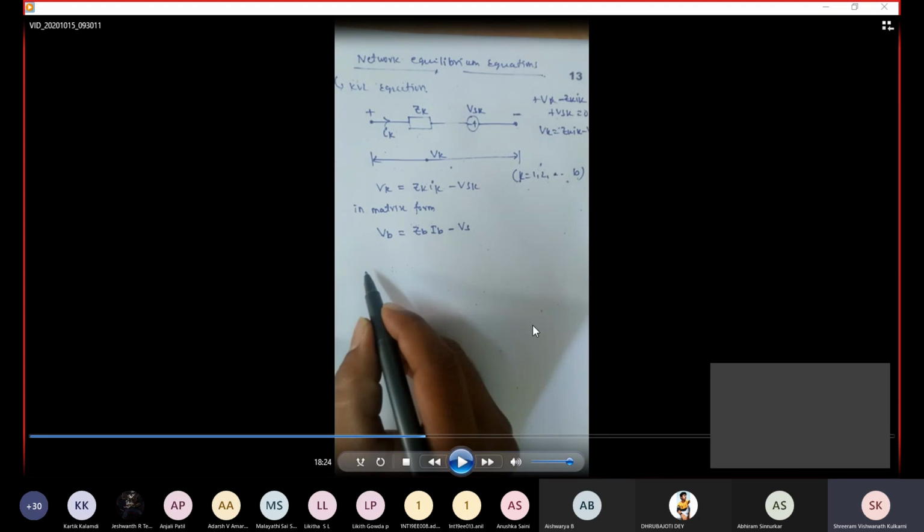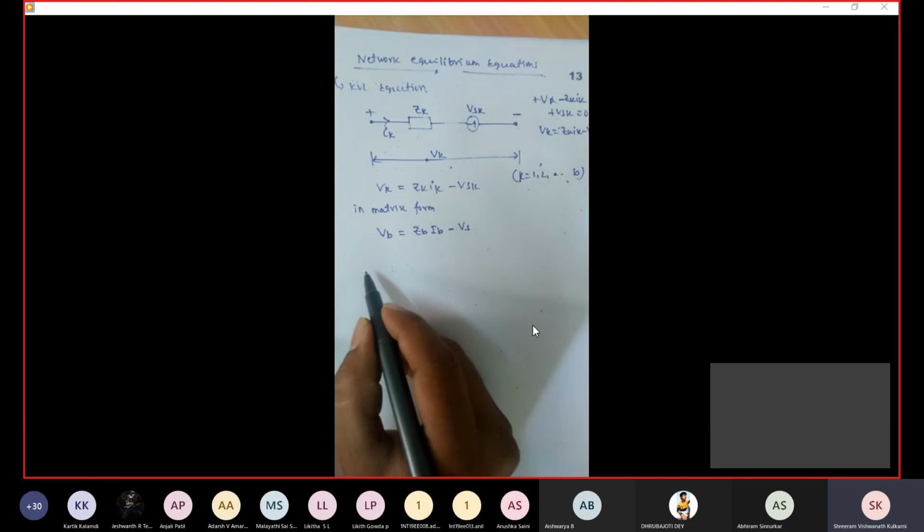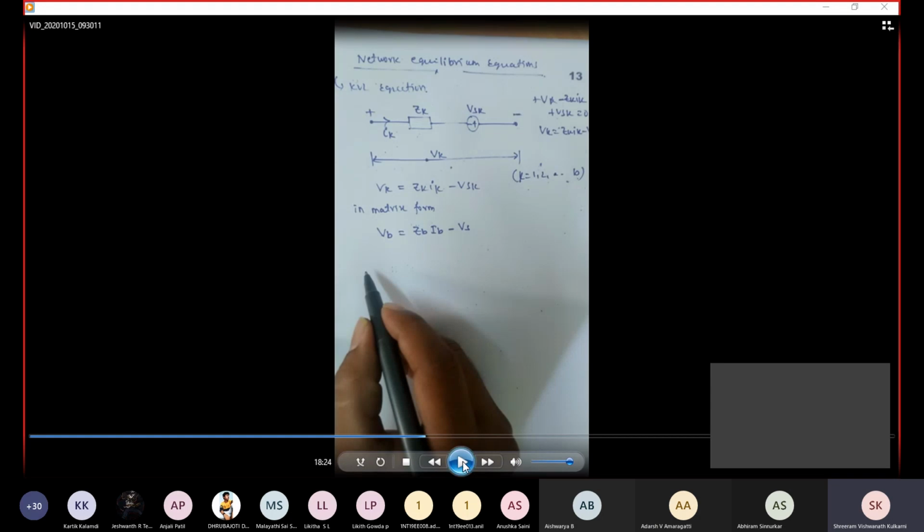Tell me how we are going to write the KVL equation. That simple one, the first basic we see in KVL, right? Now tell me the formula for that. Tie set matrix into Vb is equal to 0. B Vb equal to 0.